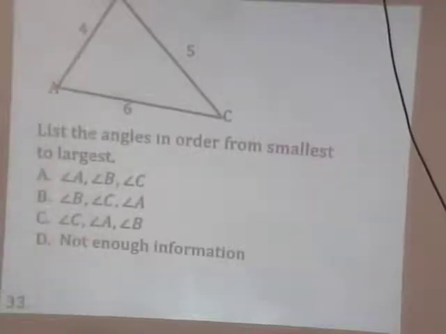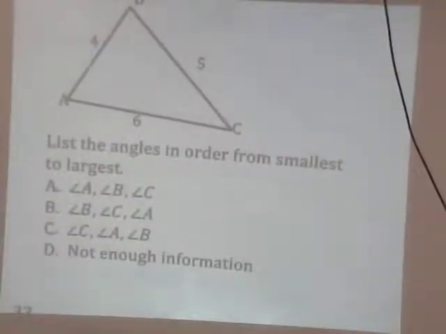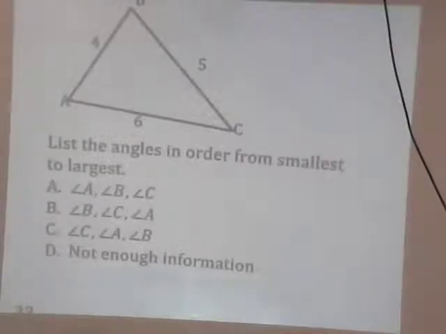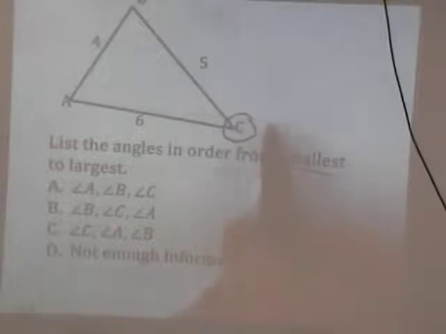32. It says, list the angles in order from smallest to largest. Remember, the smallest angle is opposite the smallest side. The biggest angle is opposite the biggest side. So what would the smallest angle be? The smallest side is 4, so the smallest angle, smallest to largest, this would have to be first.